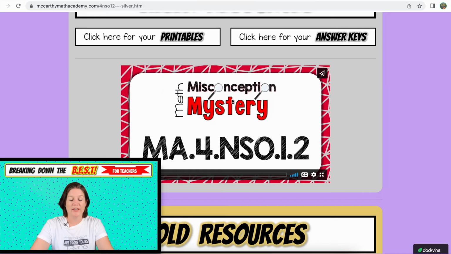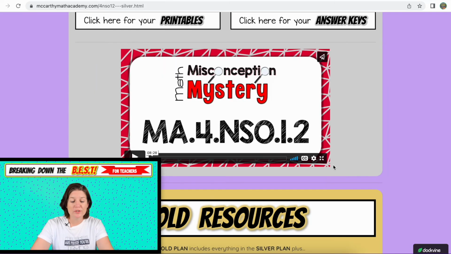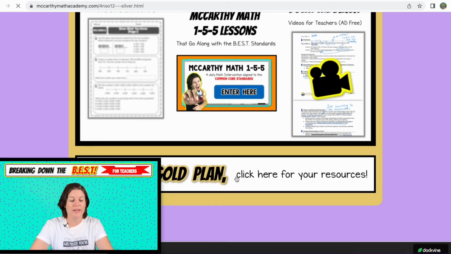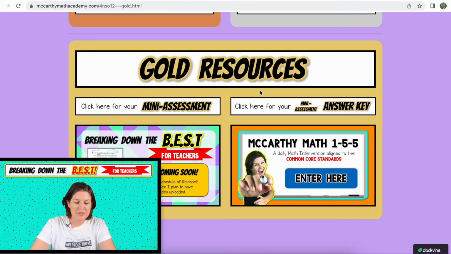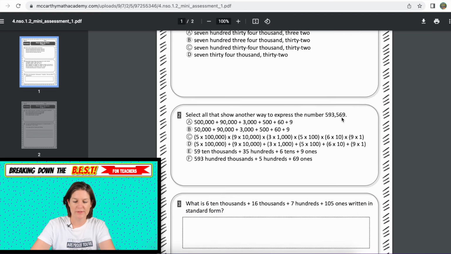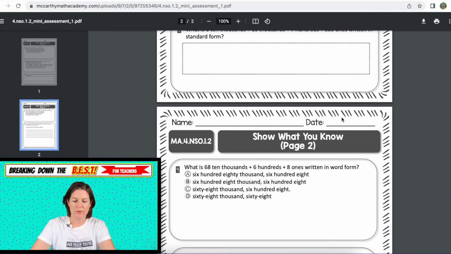All right, this is where the episode is for the math misconception mystery episode. And then you have your gold resources if you have the gold plan. All right, so these are your gold resources. You've got a mini assessment that you can use however you see fit. Just kind of quickly show you what it looks like.